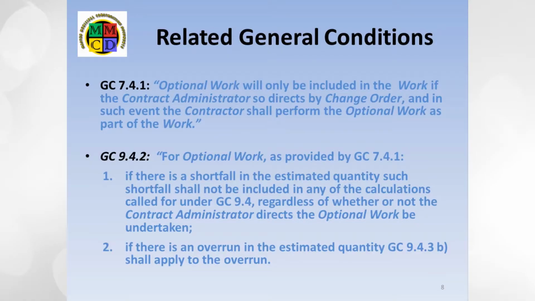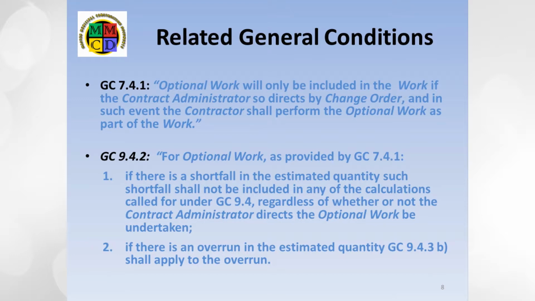Now, let's look at the related general conditions. There are 3 which apply to optional work. GC 7.4.1 is the clause that restricts the contractor from doing any optional work until there is an activating change order. As with all change orders, once generated, the contractor has no choice but to comply. It's also a reminder to the CA that he or she must generate a change order before the optional work item can begin.